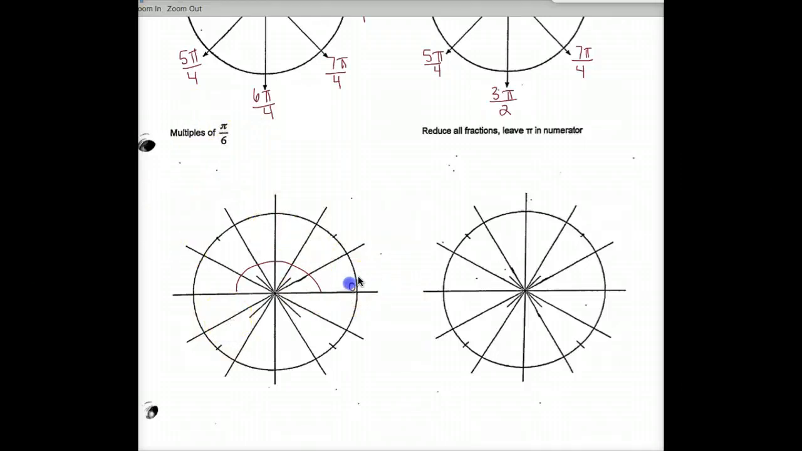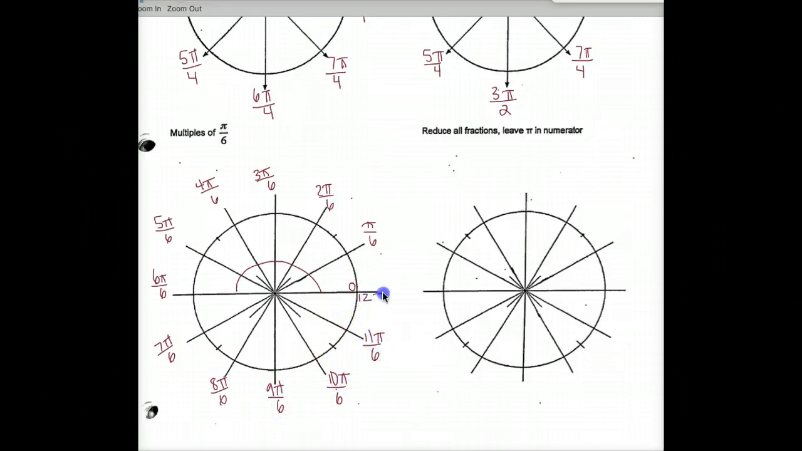So I'm going to start at 0. This is 1 pi over 6, 2 pi over 6, 3 pi over 6. We're just counting. Hopefully we're good at that by now. So 5 pi over 6 here, 6 pi over 6, 7 pi over 6, 8 pi over 6, 9 pi over 6, 10 pi over 6, 11 pi over 6, and when we get back to where we started, we have 12 pi over 6.